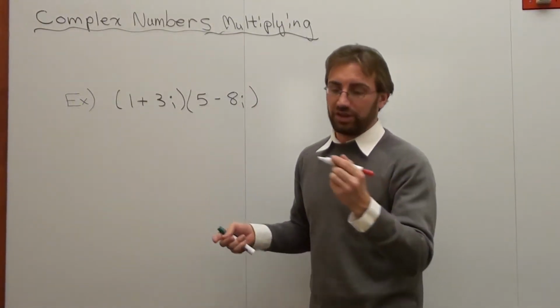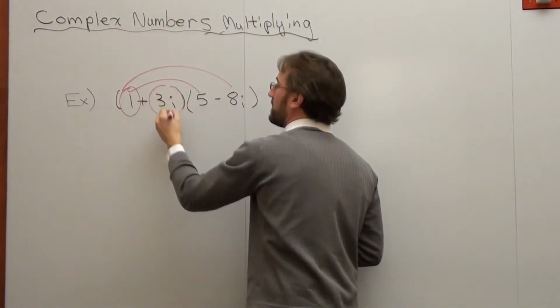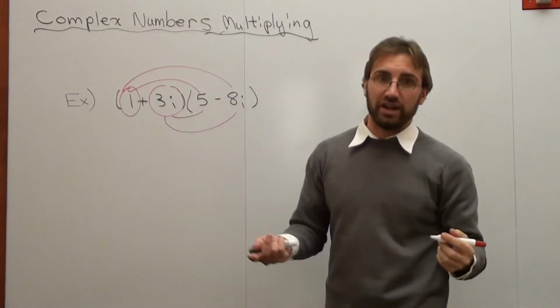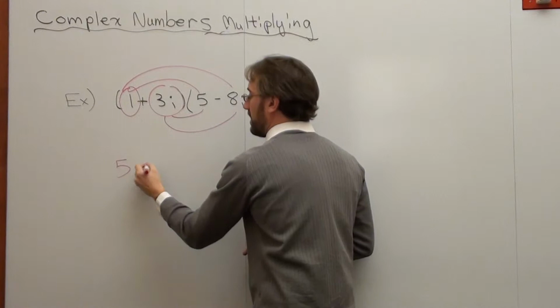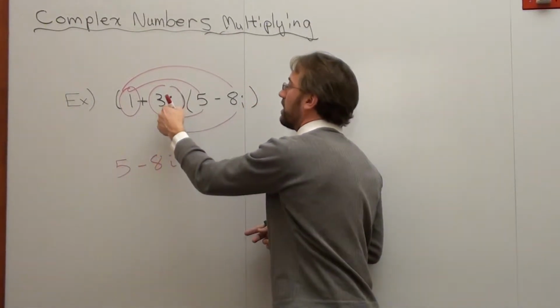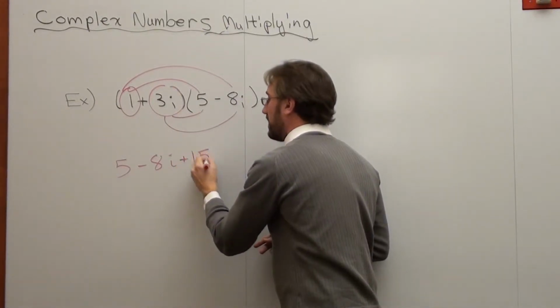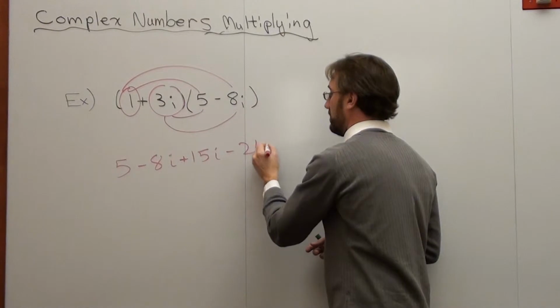So we're going to go ahead and FOIL this. I got 1 times 5, 1 times negative 8i, 3i times 5, and 3i times negative 8i. That's pretty much all you do. 1 times 5 is 5, 1 times negative 8i is negative 8i. It would technically be a j if we were doing this in engineering. 3i times 5 is 15i, and 3i times negative 8i is negative 24i squared.